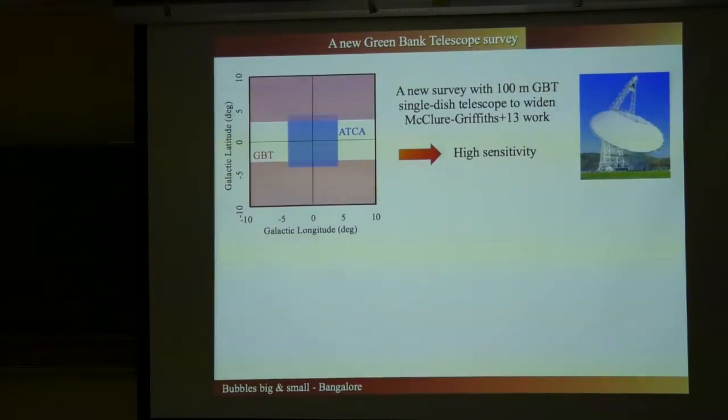So we decided to carry out a new survey at higher latitude, and we decided to use the 100-meter dish of the Green Bank Telescope, this beautiful antenna here. In radio astronomy, size means high sensitivity. We decided to observe these two strips between 4 and 10 degrees in latitude, because we basically expected that the conical wind will expand in this direction here. Just as a reference, 10 degrees is about 1.5 kiloparsecs from the Galactic plane. So we are still at the very base of the Fermi bubbles.